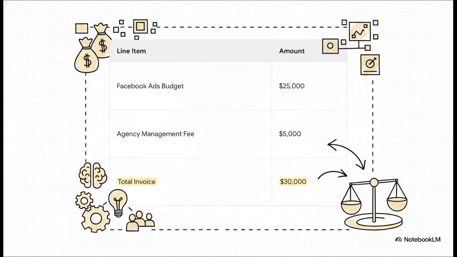Okay, so here's a typical breakdown of that invoice. You've got $25,000 that's just earmarked for the client's Facebook ads budget. That's money you're basically just holding for them. Then you've got the $5,000 agency management fee. That is for your brilliant work, your strategy, your expertise. See, we're looking at two totally different kinds of money here, all on one invoice.